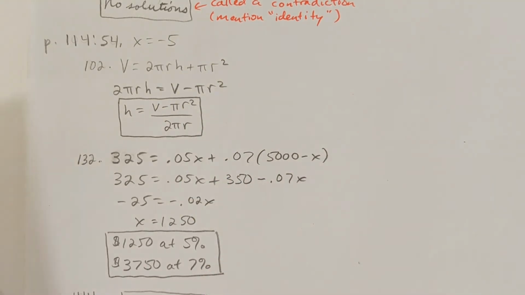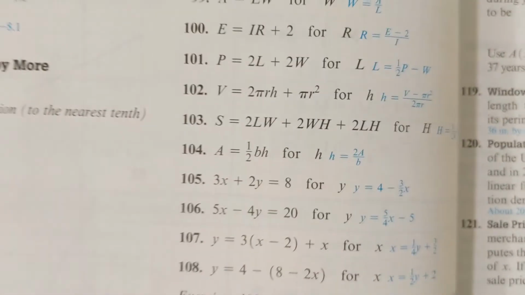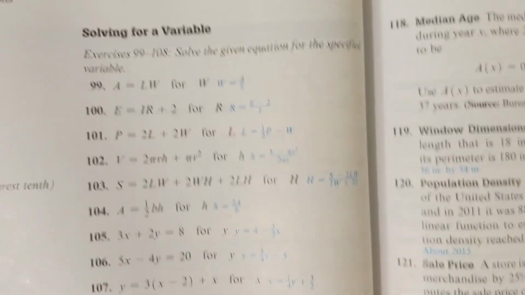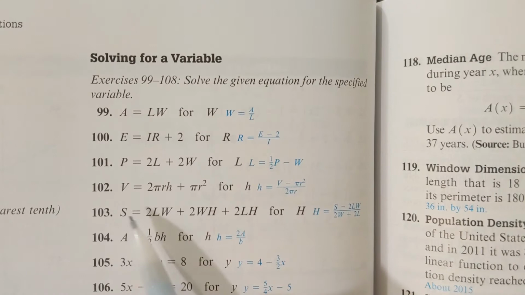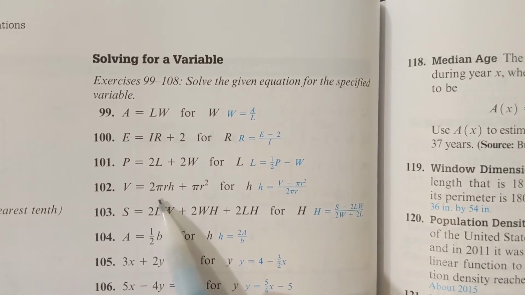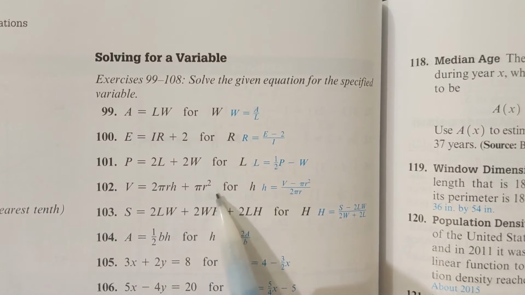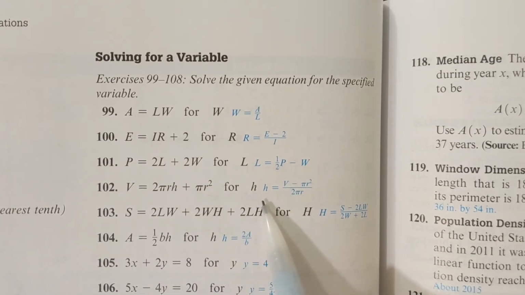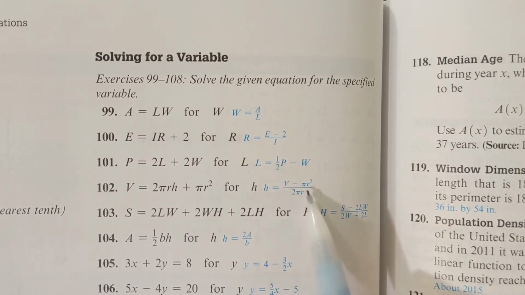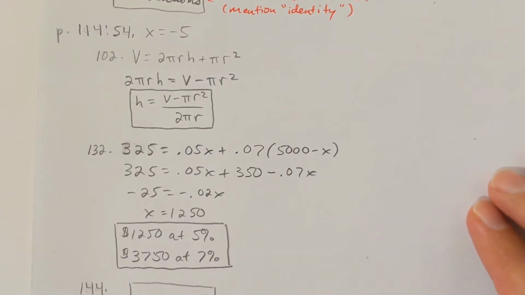Page 116, problem 102, is where I'm solving for h. Solve the given equation for the specified variable. V equals 2 pi r h plus pi r squared. Solve that for h. Okay, so if I subtract pi r squared and then divide by 2 pi r, h would be equal to (V minus pi r squared) divided by 2 pi r is the answer. And I've done that here.